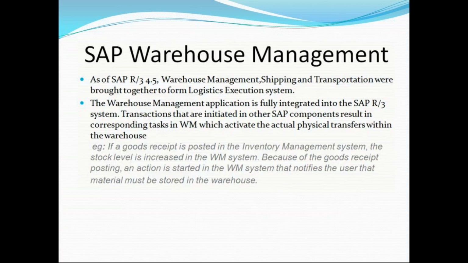If your plant and storage location is not WM managed, you will be keeping your material at the IM level location. But if your plant and storage location is linked to WM, then whenever you do a goods receipt to that plant and storage location, the materials will be coming onto your warehouse.